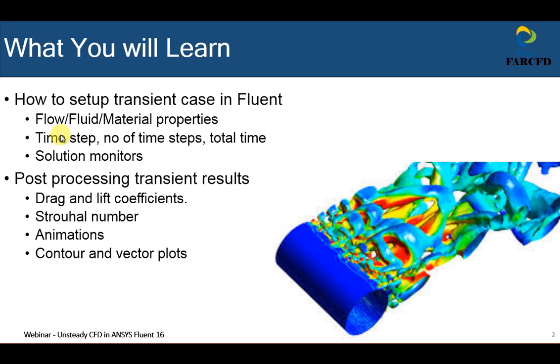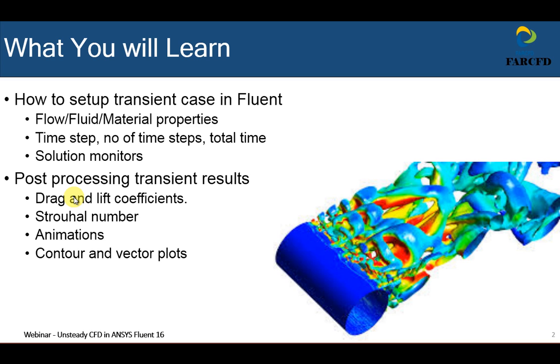Then we will learn how to set up monitors for drag and lift coefficients. Also we will see how to create a point in the fluid domain and use a surface monitor to check the convergence of transient CFD. In the second part of this webinar we will use the solution data we have just gathered from the CFD run to calculate the mean drag and lift coefficient.